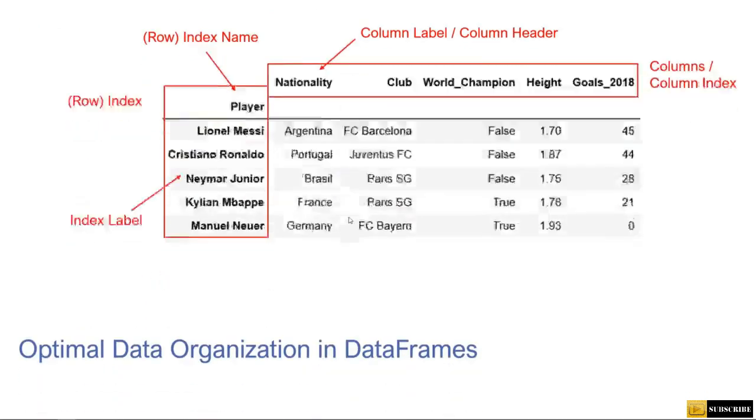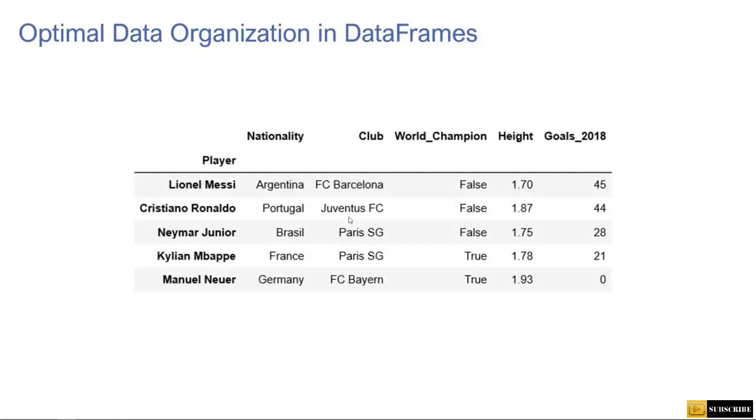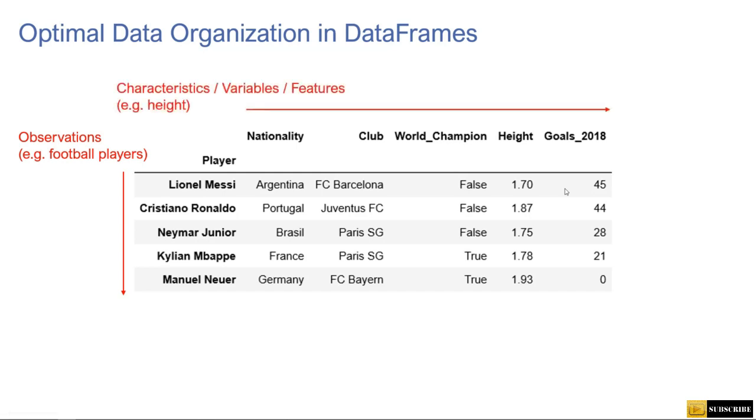And last but not least, there's an optimal data organization in data frames, and we should always have the observations in the rows. So the observations here are the football players, and each single row should be one observation or one football player. And in the columns, we should have the characteristics, the variables or the features of the observations. So for instance, the height is a characteristic or a feature of a football player. So when working with data frames, we should always have this structure here to have the full functionality of a data frame. And the reason for this is the following.